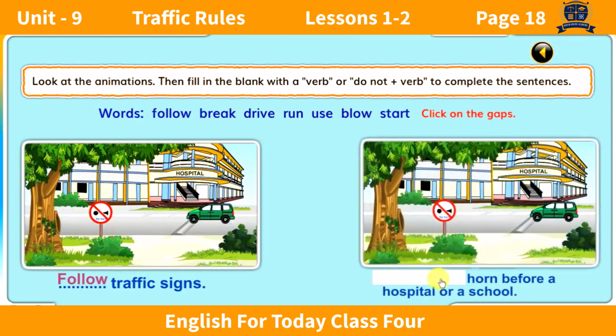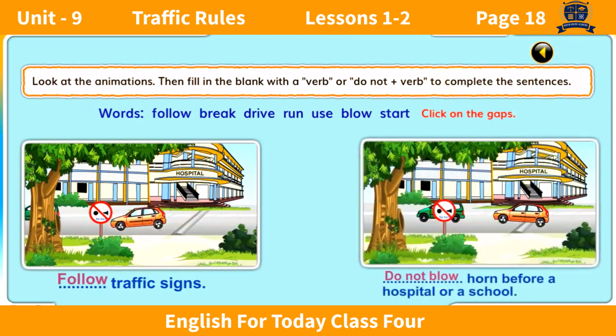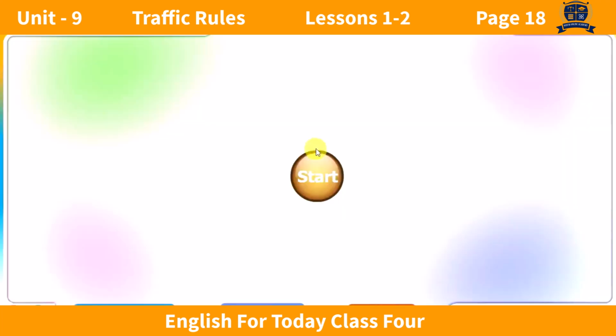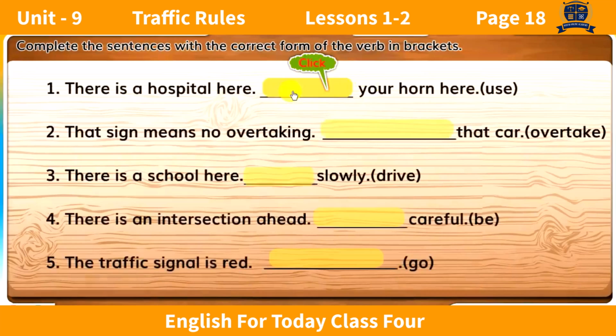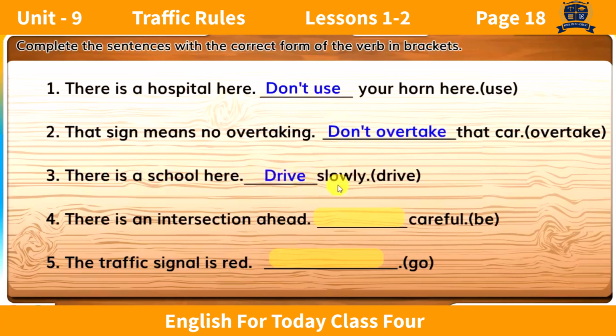Complete the sentences with the correct form of the verb in the brackets. There is a hospital here. Don't use your horn. That sign means no overtaking. Don't overtake that car. There is a school here. Drive slowly. There is an intersection ahead. Be careful. The traffic signal is red. Don't go.